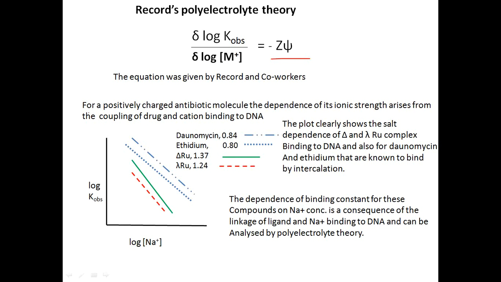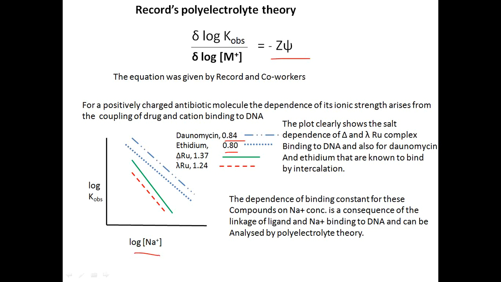What they said is that for a positively charged antibiotic molecule, the dependence on ionic strength arises from the coupling of the drug, that is the ligand, and cation binding to DNA. We can see this in terms of sodium ion concentration versus log K absorb. For ethidium bromide and dinomycin, which have a +1 charge, the slopes are around minus 8.4 and minus 8.0. That is, the minus Z psi value is around 0.84 and 0.8 for dinomycin and ethidium.